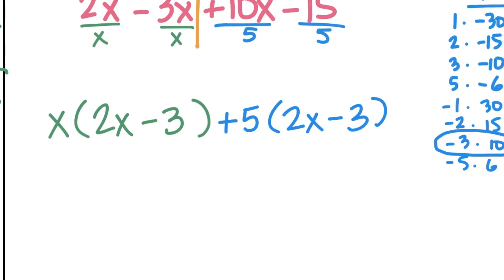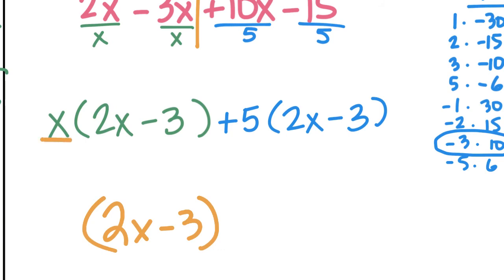Okay, so we know that we did this correctly because what's inside the parentheses is the same for both of them, and that is our first factor, so 2x minus 3. And then what's on the outside is our other factor, x plus 5.